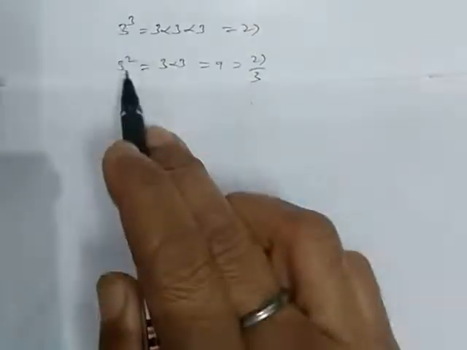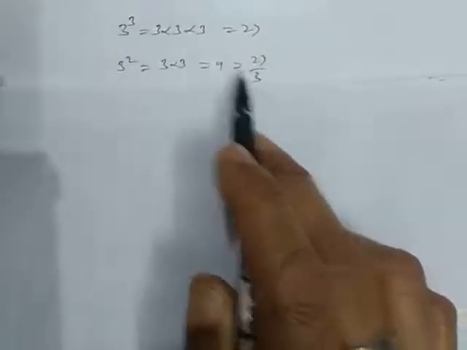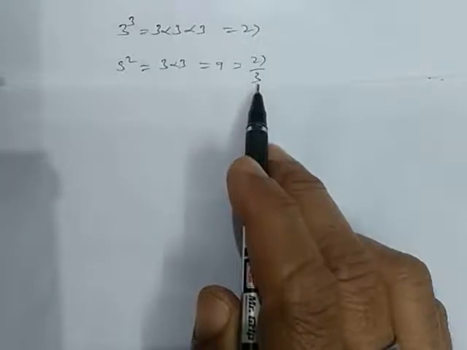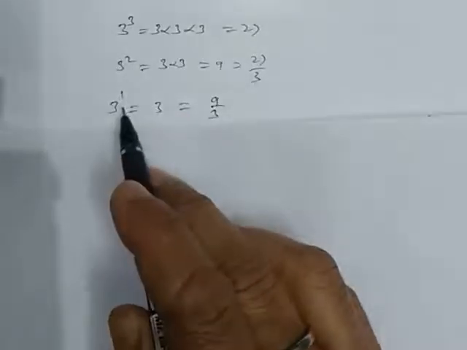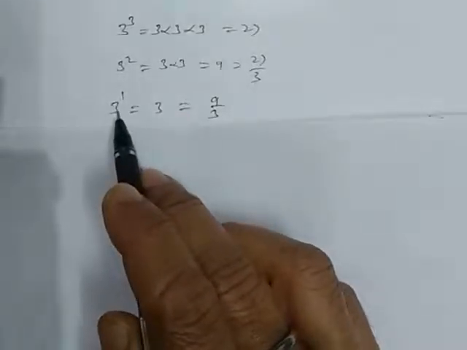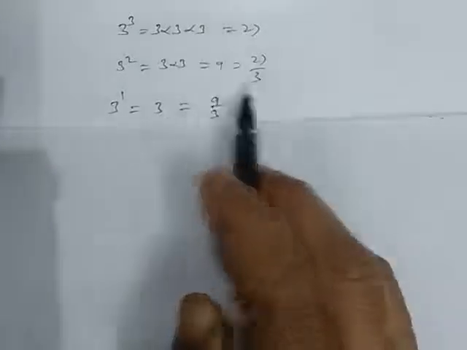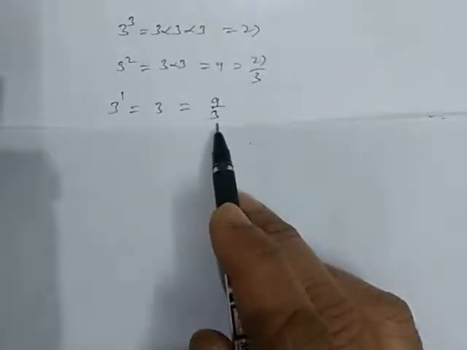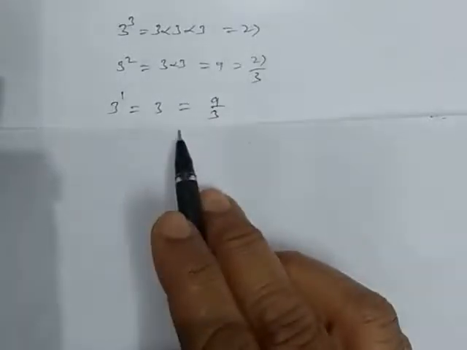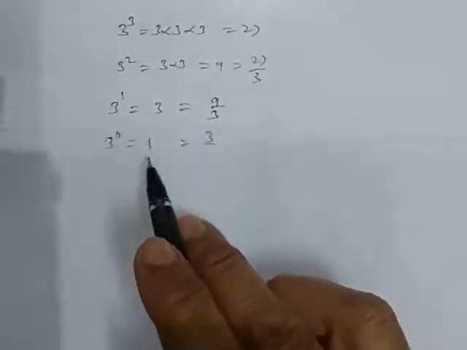So if we decrease the power, it means we have to divide the previous value by that number. Again, here 3 raised to power 2, now we lower by 1. This 3 raised to power 1 means 3. So what is the previous value? 9. So we have to divide by 3. So we get 3. So this way we can lower the power continuously.